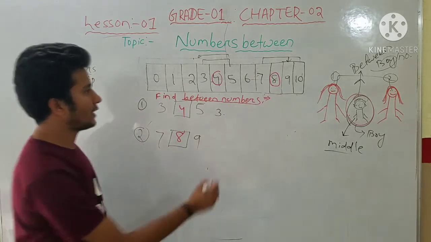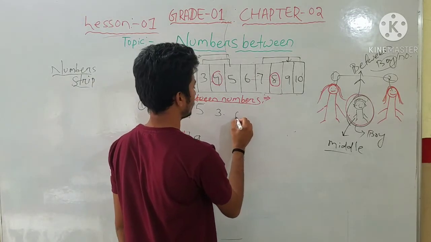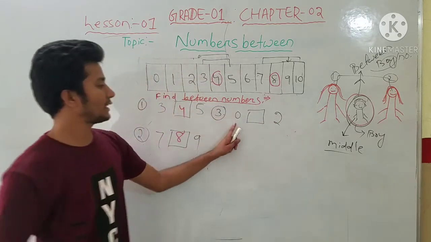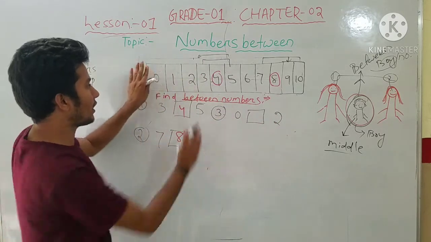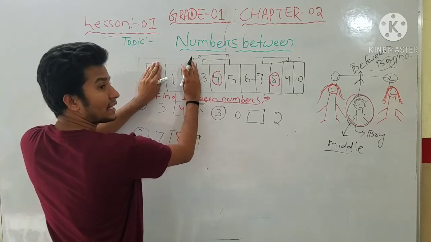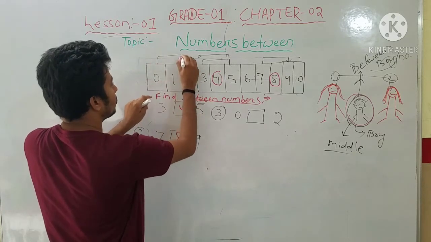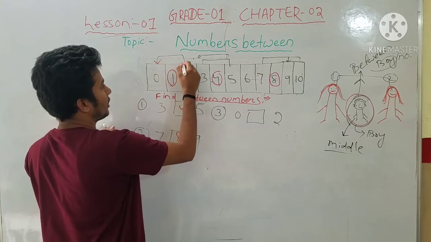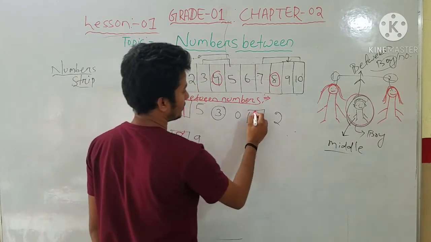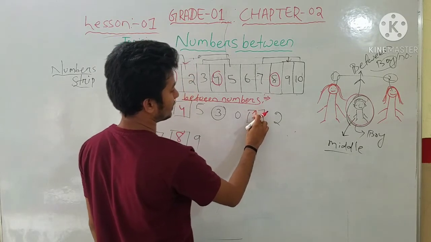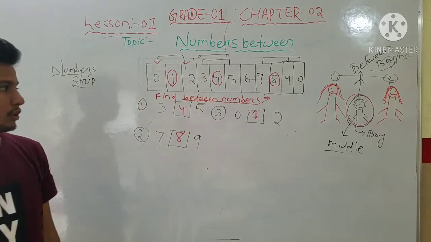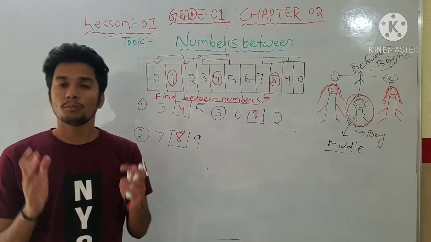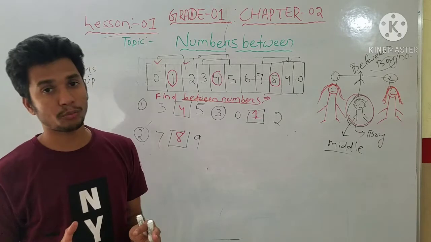Who is sitting between 0 and 2? Which number is there? I am hiding the 0 and 2 numbers. So who is there between 0 and 2? 1 is there. Okay. So 0 and 2, 1 is there. So 1 is the middle number, or we can say the between number. Understood, students? So like this we can identify more between numbers, or numbers between.